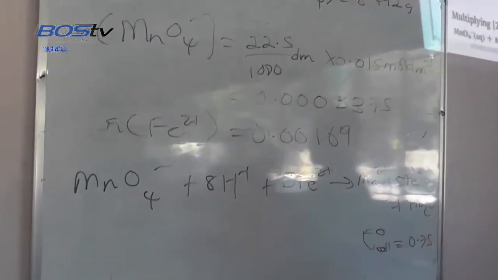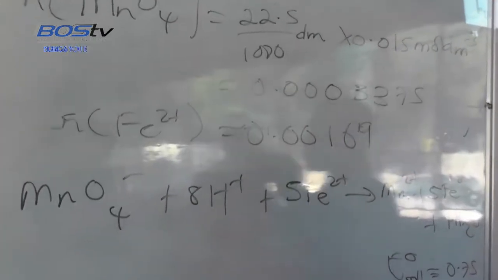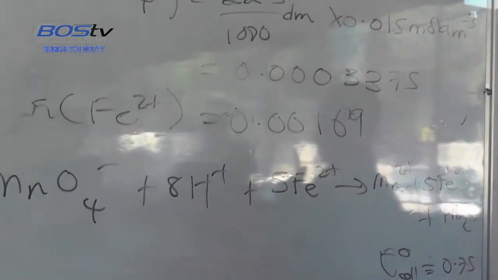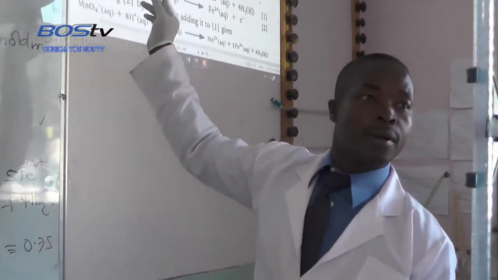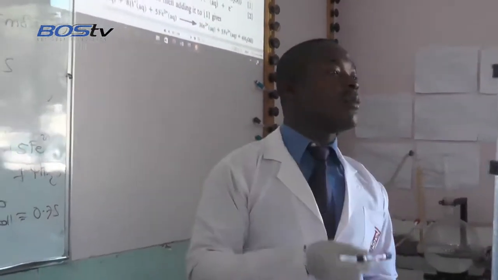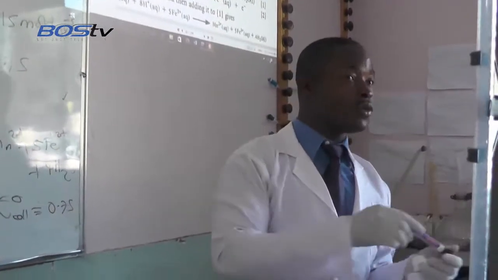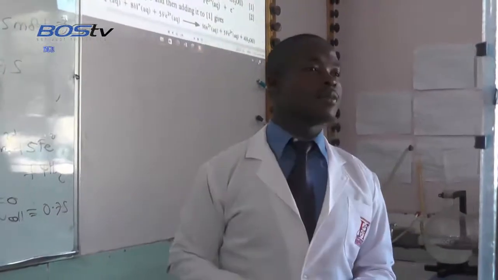We agree? Now, our iron 2 salt was not dissolved in 25, but in 250. So let's calculate the number of moles of iron 2 that were in 250 cubic centimeters.